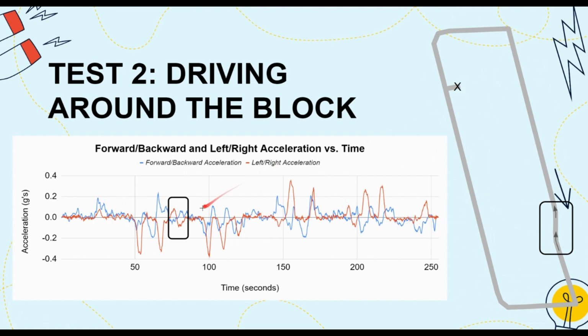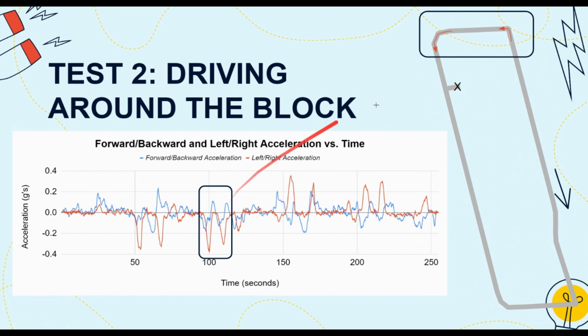But the left and right acceleration is moving a little bit. As you can see, we started at more of a left position, but then made a right position to come down the street like this. Once we got to the end of the block, we ended up making 2 more left turns, which you can see represented on the graph here.